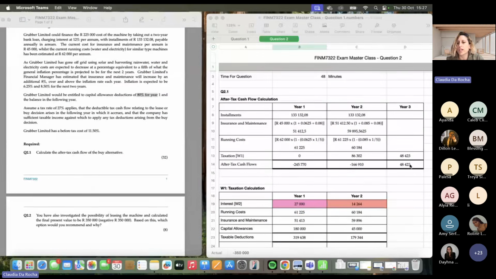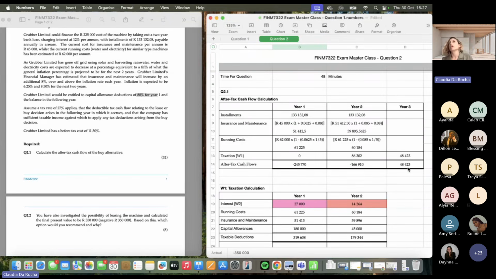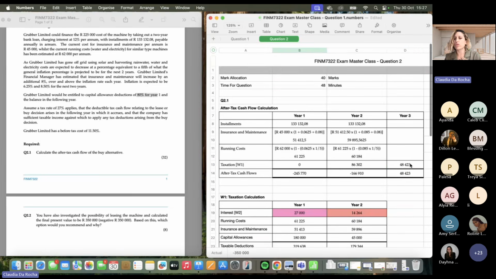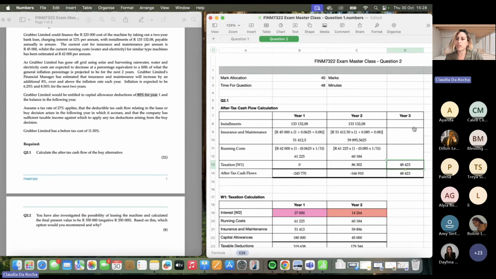The 48423 is not negative, okay, because it's a tax shield. What do I mean by that? When I do my tax calc, these are all deductions. It means when I'm calculating the tax, I basically have an amount owing to me. So it's an inflow. That's why they call it a tax shield in your textbooks. So no, the 48423 is a positive number in my cash flow. These other numbers are negative. It's important that we understand that.